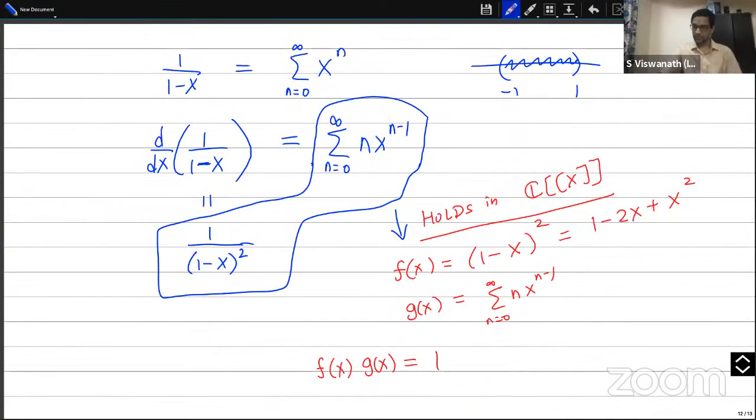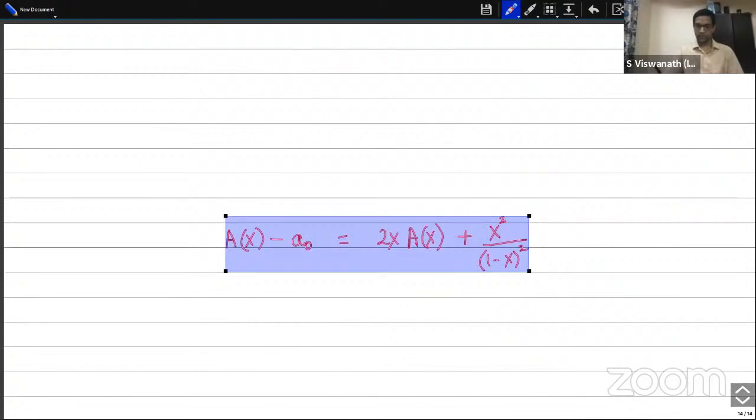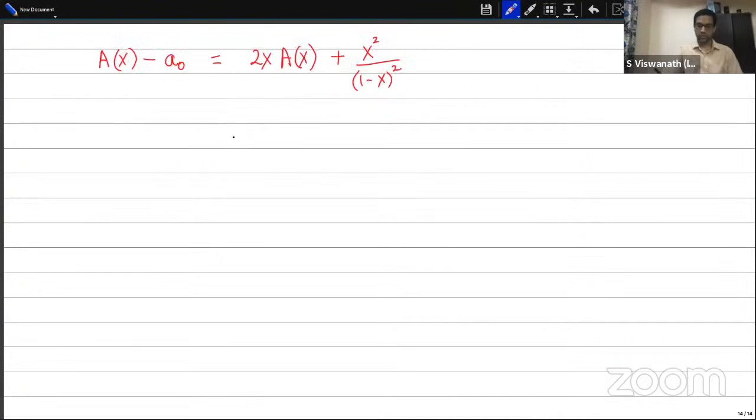Now let's simplify it. So here's the equation. A naught was, in this case, what did we say? 1, right? A naught was also given. A naught was 1. So this is my equation. This means that A(x) into (1 minus 2x) is x squared by (1 minus x) the whole square plus 1.